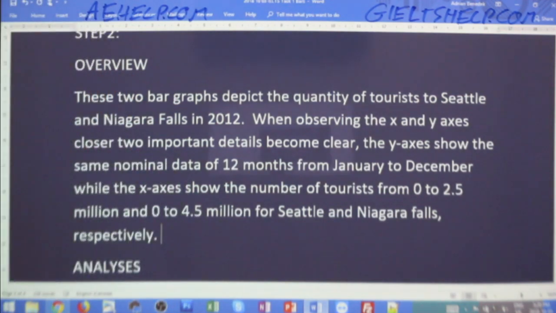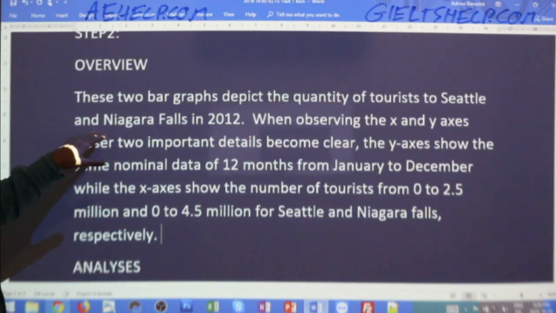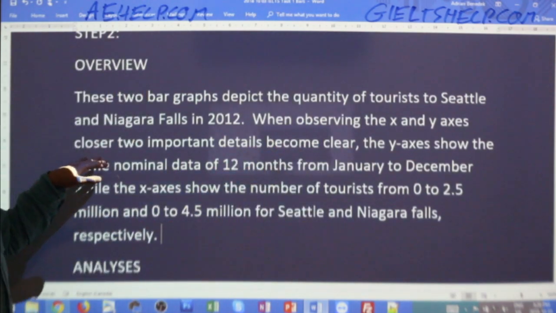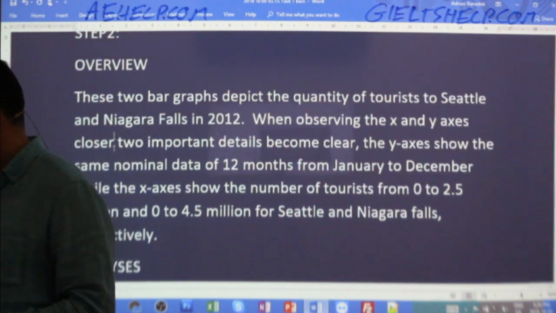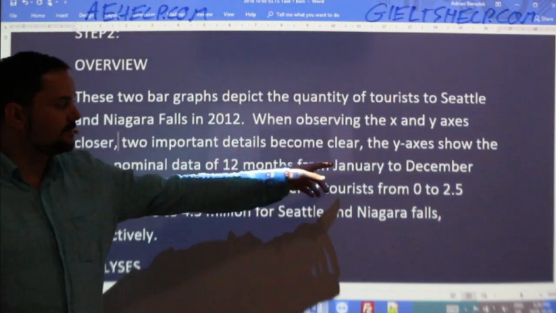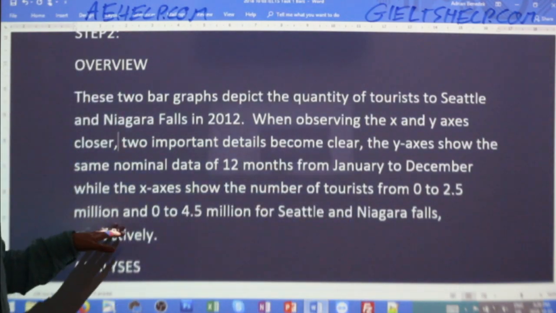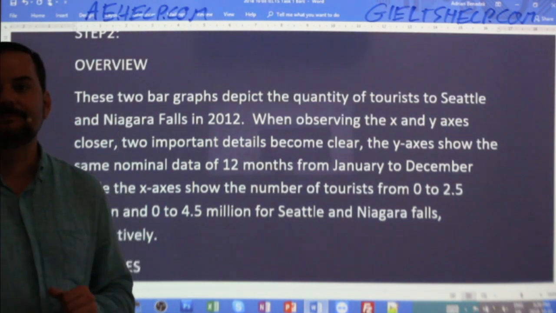Okay, so again, this is my overview. It's 2 sentences. First one's quite simple. Second one much more complex and detailed. These 2 bar graphs depict the quantity of tourists to Seattle and Niagara Falls in 2012. When observing the X and Y axes closer, 2 important details become clear. The y-axes show the same nominal data of 12 months from January to December, while the x-axes show the number of tourists from 0 to 2.5 million and 0 to 4.5 million for Seattle and Niagara Falls, respectively.